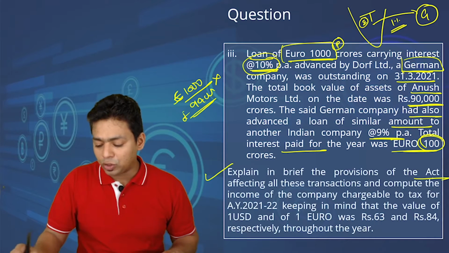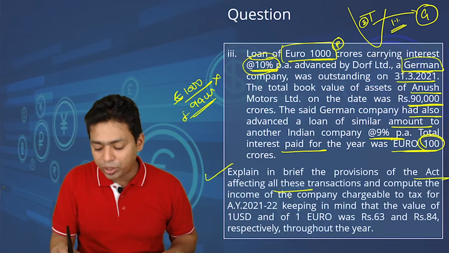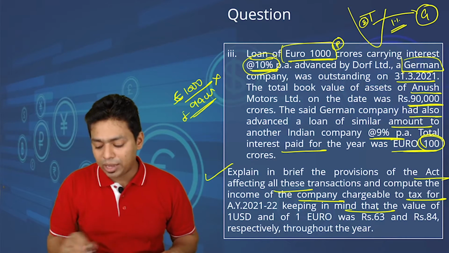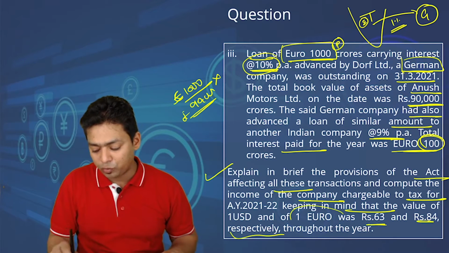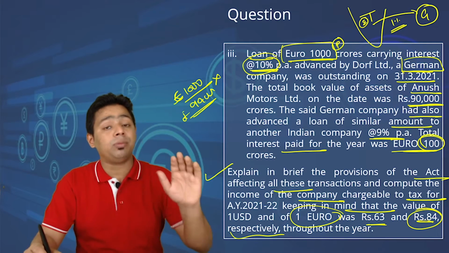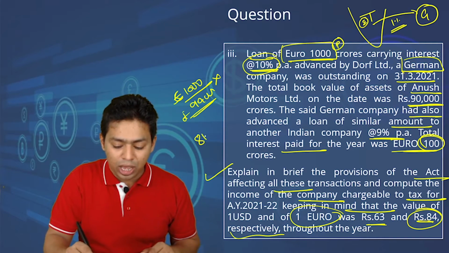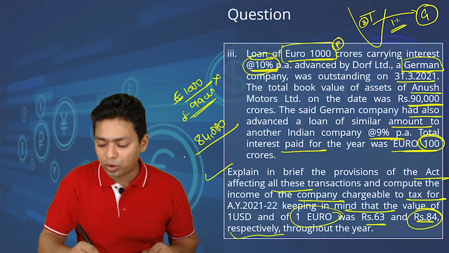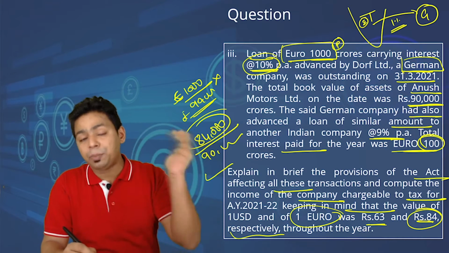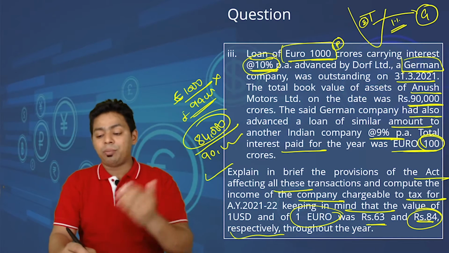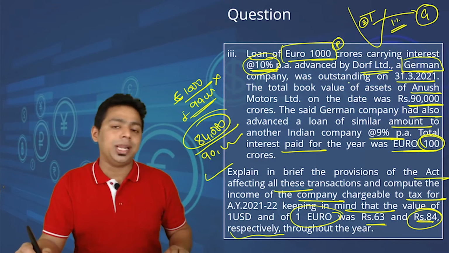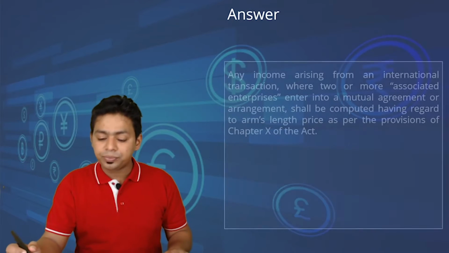Explain in brief the provisions of the Act affecting all these transactions and compute the income of the company chargeable to tax, keeping in mind the value of 1 USD and 1 euro was 63 and 84 respectively. So for euro, you have to make this 84. When you multiply 84 with 1000, it becomes 84,000. 84,000 out of 90,000 means more than 50% of the book value of the loan is given by one entity, and therefore Indian Anush Limited and this German Dorf Limited are associate enterprises according to section 92A.